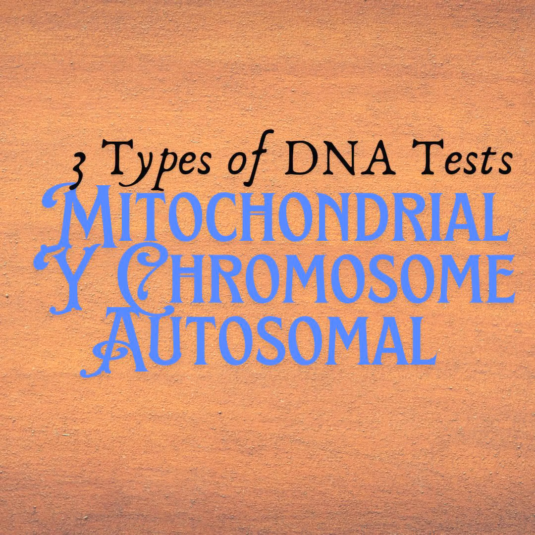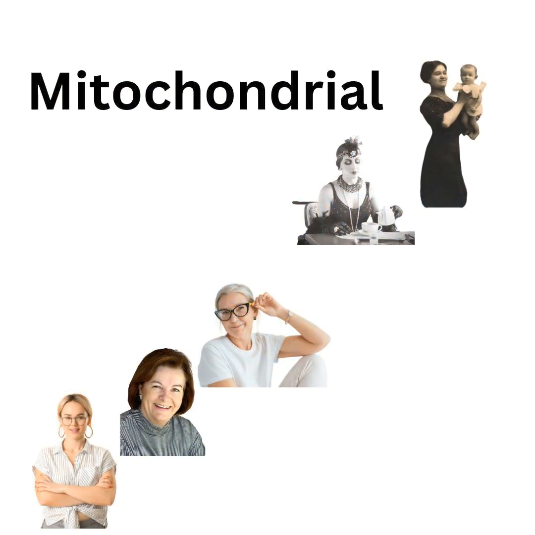So there are three basic types of DNA tests. They are the mitochondrial, the Y chromosome, and the autosomal. So let's talk about the mitochondrial. Mitochondrial DNA is a small circular chromosome found inside the mitochondria. The mitochondria, and thus the mitochondrial DNA, are passed only from a mother to her offsprings.